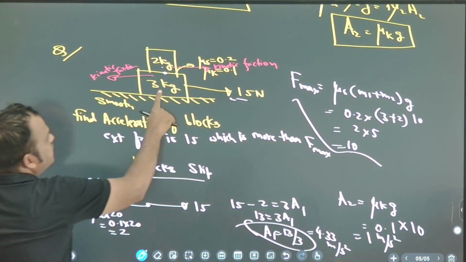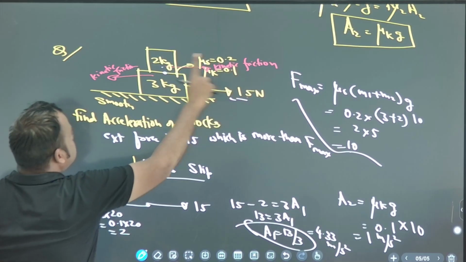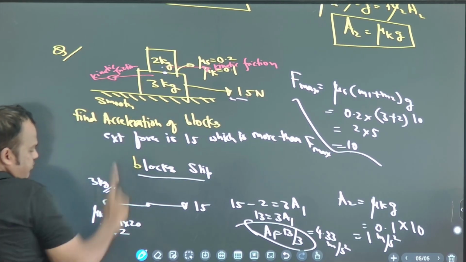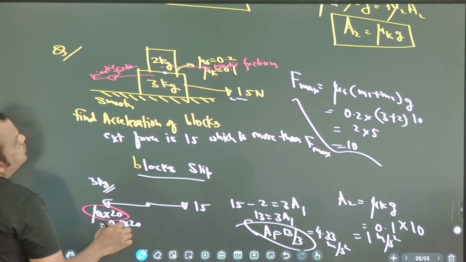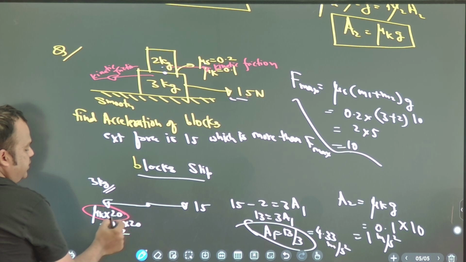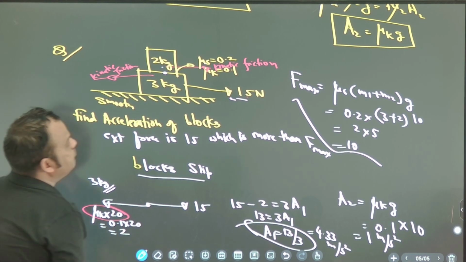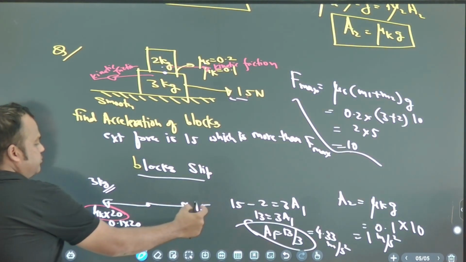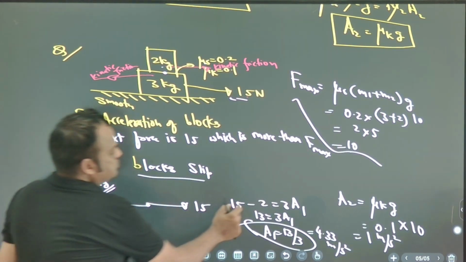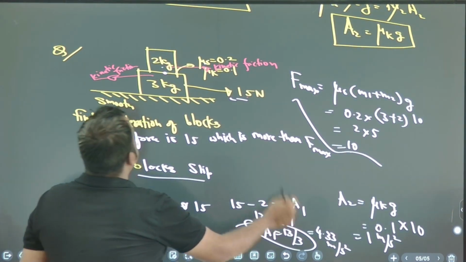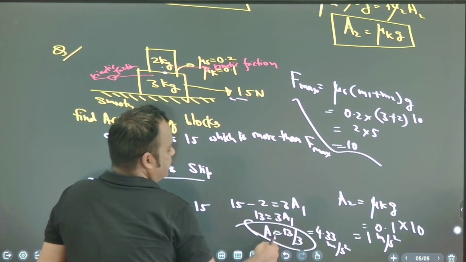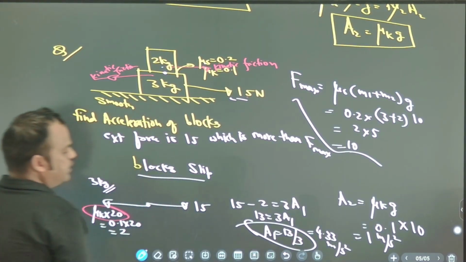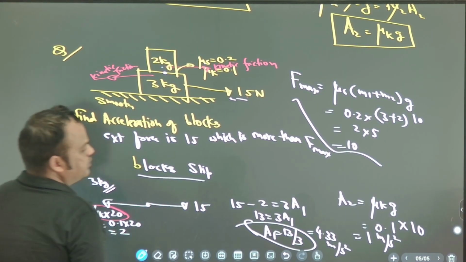So for 3 kg, right side force is 15, left side force is kinetic friction mu k, so 0.1 into 20. Okay, clear? So 15 minus 2 is equal to M A. M is 3. So 13 is equal to 3 A. So A1 is 4.33. 13 by 3 means 4.33.